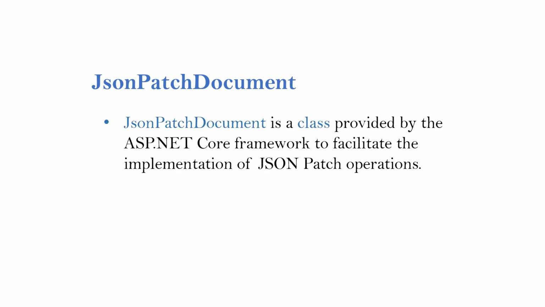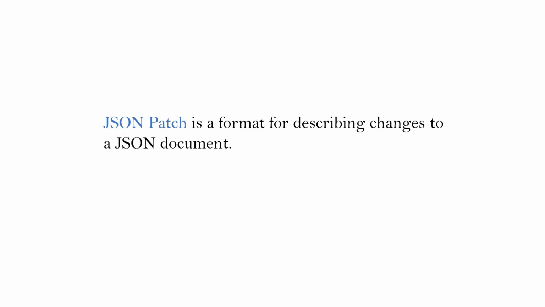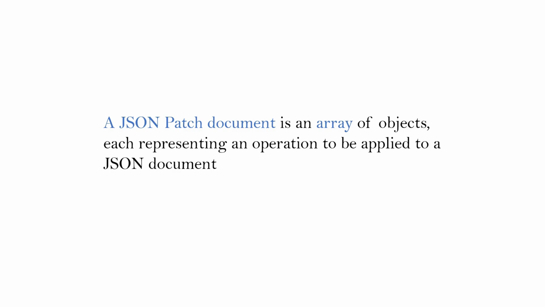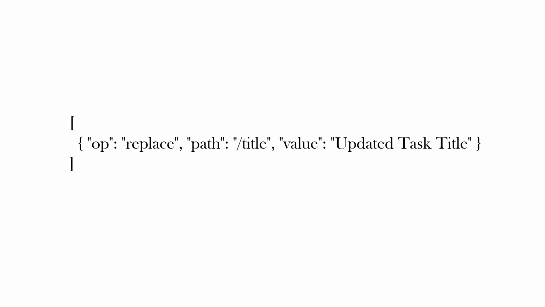JsonPatchDocument is a class provided by the ASP.NET Core framework to facilitate the implementation of JSON patch operations. Basically, JSON patch is a format for describing changes to a JSON document. One more thing about JsonPatchDocument is it is an array of objects, each representing an operation to be applied to a JSON document. It will be something like this. So this is an array. Here, this is the first object. Here, op represents the operation. In our case, we have specified operation as replace. Operation can be add, replace, delete. There are a few predefined values that we can choose from. Then path is the name of the property that we want to change, and value is the updated value. We are going to talk more about it when we run this application.